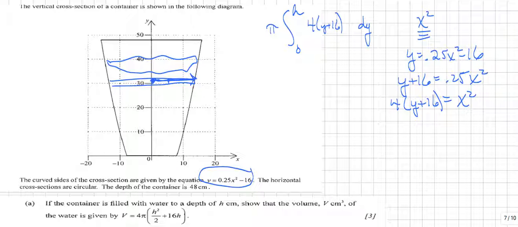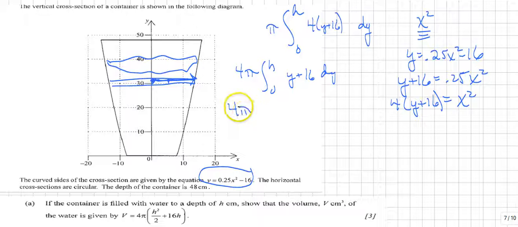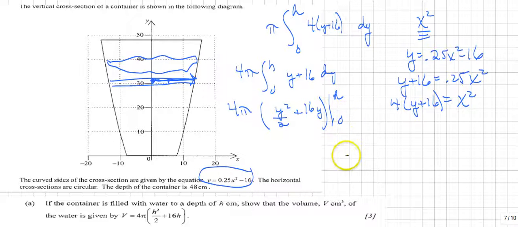The only thing left to do here is to integrate this. I can kick the 4 out front, so I've got 4 pi times the integral from 0 to h of y plus 16, which is pretty easy. So 4 pi is still out front, in parentheses, y squared over 2 plus 16y, and we need to evaluate that from h down to 0. If you put a 0 in there, you're going to get 0, so all we have to worry about is the h.